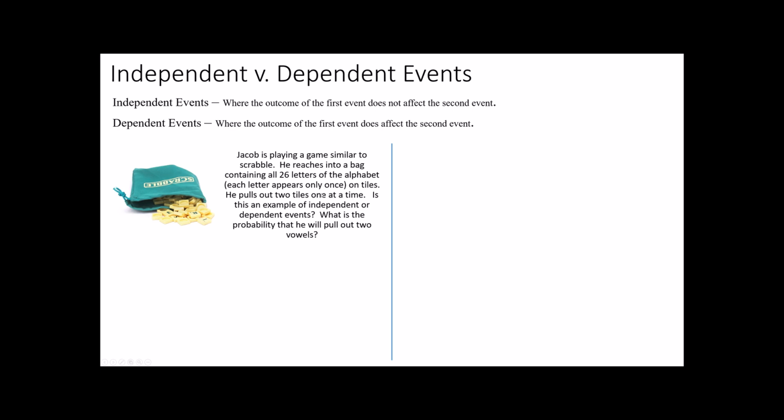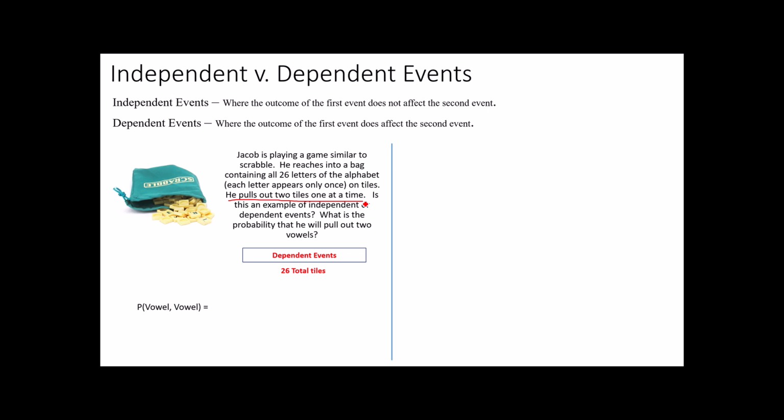Well, let's take a look. It says he pulls out 2 tiles, one at a time. There's nothing in here to indicate that he puts the first tile back before drawing the second. That tells us that these events are dependent. And we already know there's 26 tiles altogether. So let's set this up.